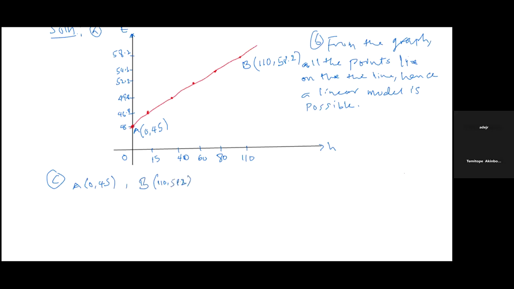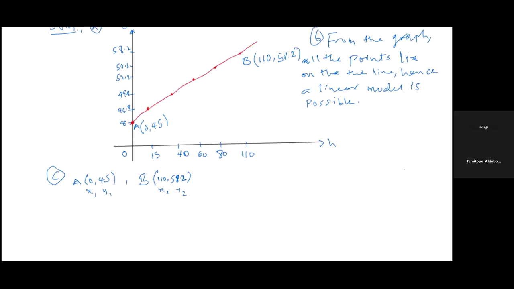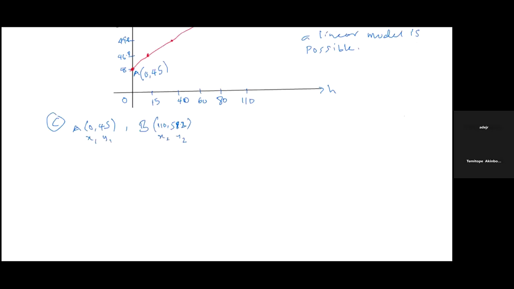So this is S1, Y1, S2, Y2. So for me to find the equation of a line, I need the gradient or slope of that line. So I'm going to determine the slope here.